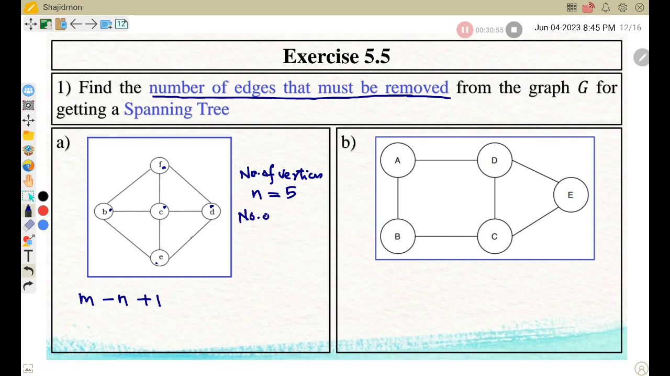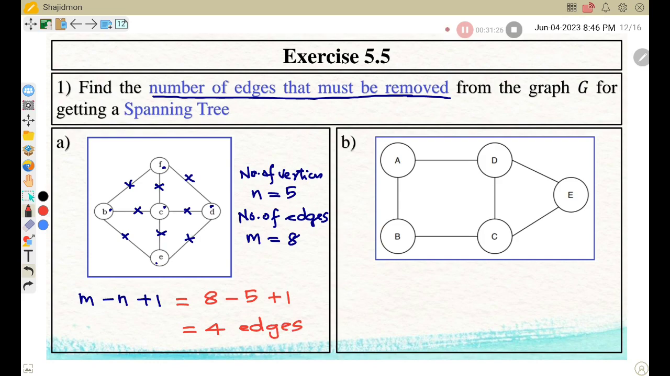Now, the number of edges. How many edges can we calculate there? M equals, how many edges are there? 1, 2, 3, 4, 5, 6, 7, 8, correct? We have 8 edges. Now we can use the rule M minus n plus 1. M means 8, minus n means 5, plus 1, correct? So we get 4. So how many edges do we need to remove? 4 edges, correct? We need to remove 4 edges for getting a spanning tree from this graph, okay?